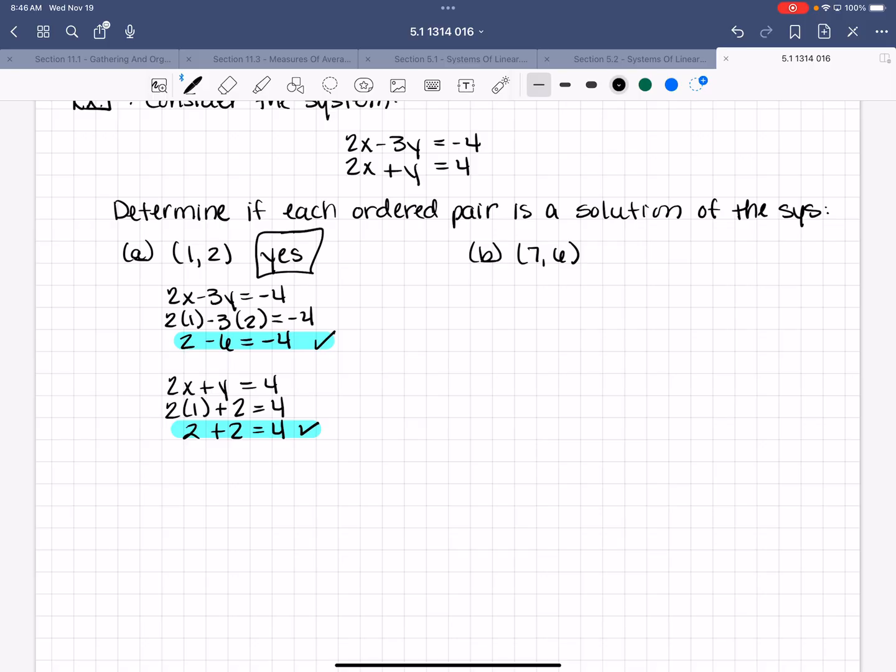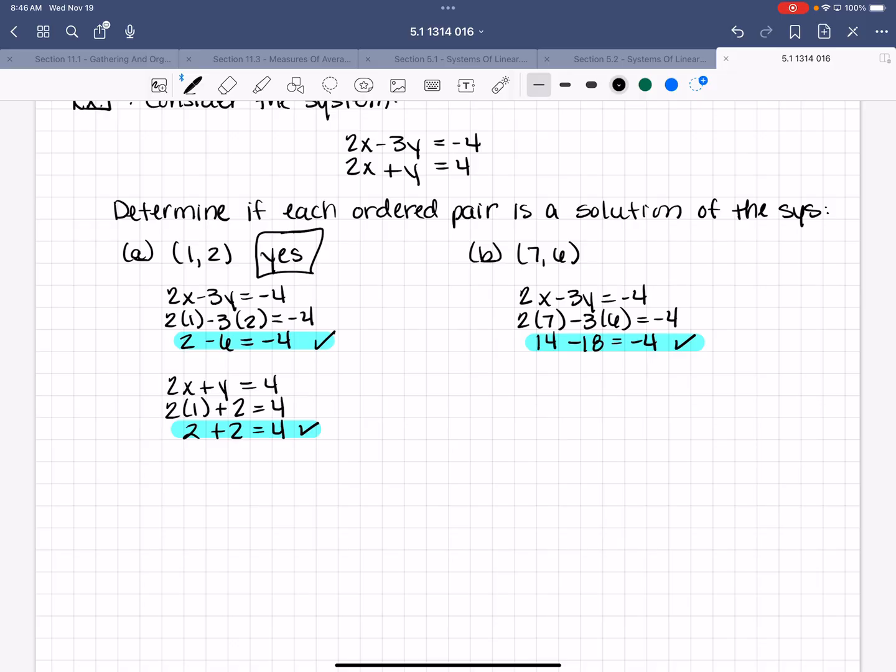Okay, it is a solution to the system. Now let's try out 7, 6. So do the same thing over again. Guys, it has to work in both of them. 2x minus 3y equals negative 4. 2 times 7 minus 3 times 6 is supposed to equal negative 4. I get 14 minus 18. Does that equal negative 4? Yep, sure does. First one works.